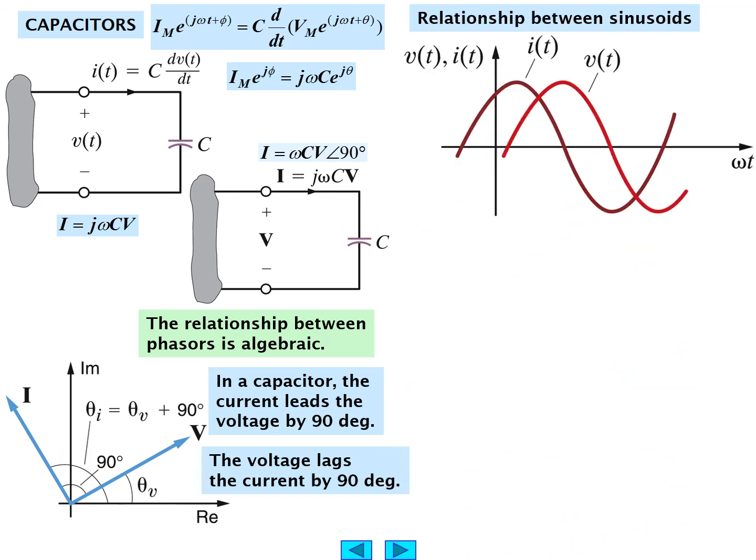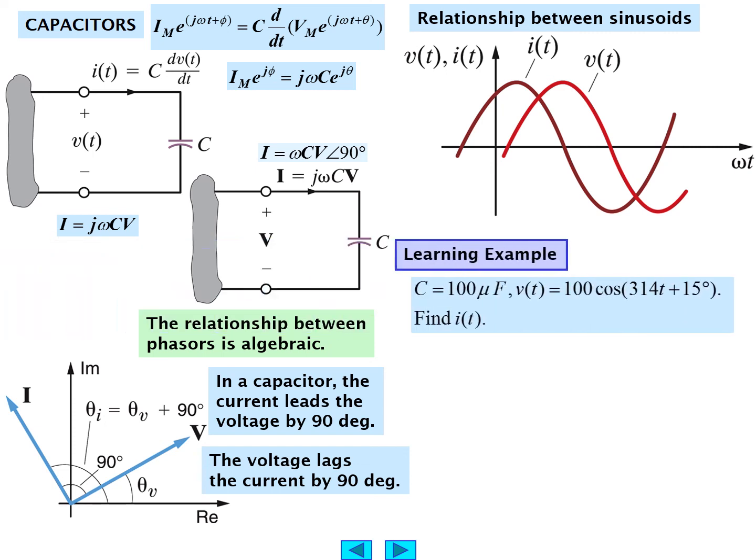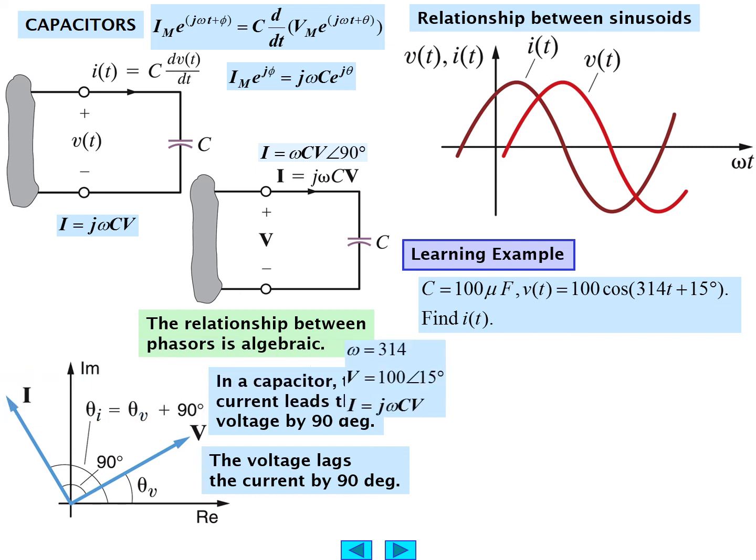If we go to plot it, we would see that the peak amplitude for current appears first, before the peak amplitude for voltage. Let's do an example with numbers. C equals 100 microfarads. Of course, micro is 10 to the minus 6th, so 100 microfarads is 10 to the minus 4 farads in scientific notation. v(t) is 100 cosine of (314t plus 15 degrees). Find i(t). Omega is 314.